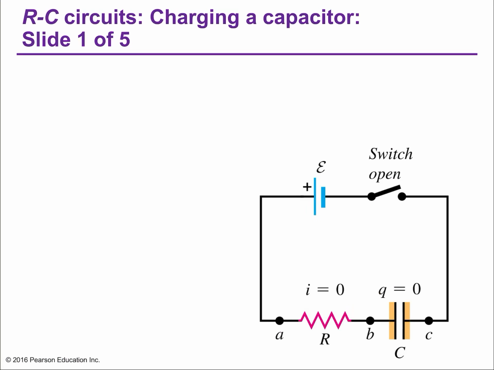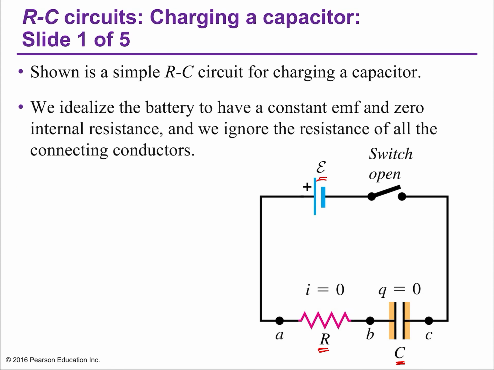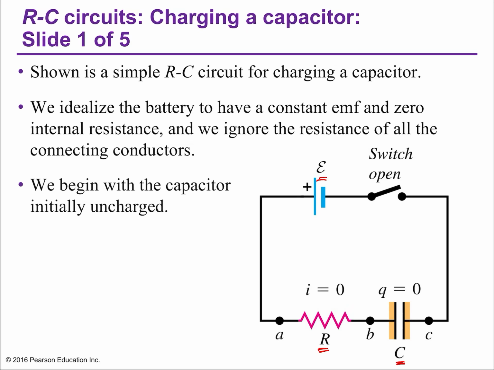A simple single loop: a resistor R in series with a capacitor C, connected to an idealized source of EMF. An idealized source doesn't have an internal resistance, so that's an ideal source. Initially the switch is open, the capacitor has no charge on it, and the current flowing is zero.